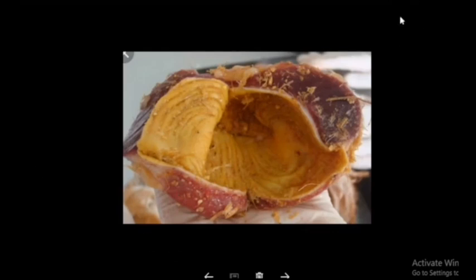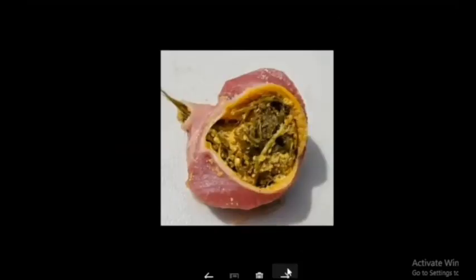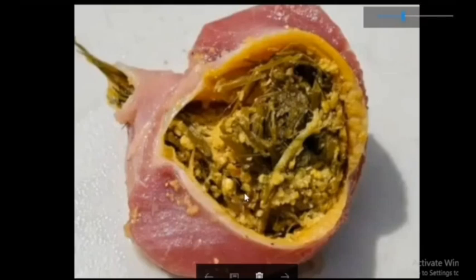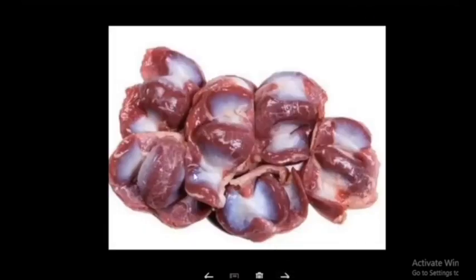If you look closely now, you see that there are stones or sandy materials inside. Those stones are the things that help to grind the food that is eaten by the animal. So they are ground by those stones called grits. And this is how the whole gizzard looks.